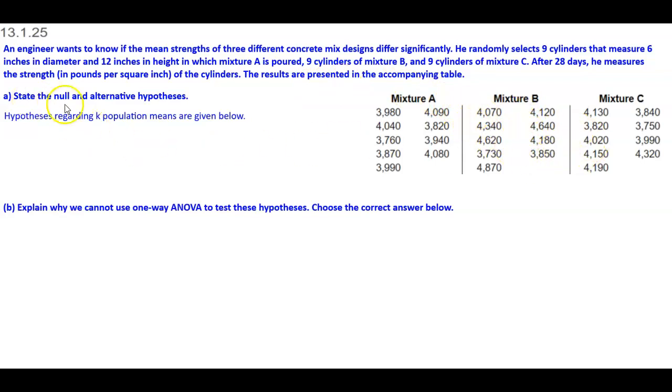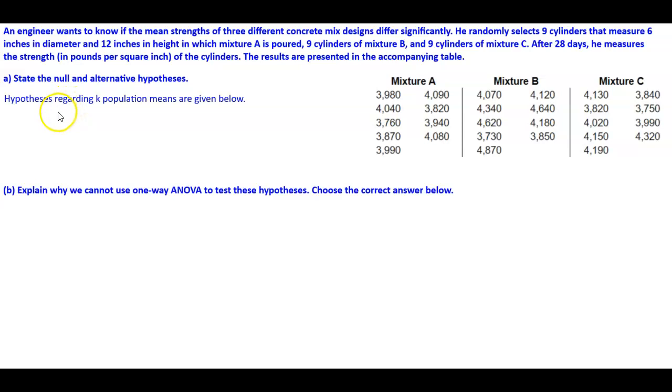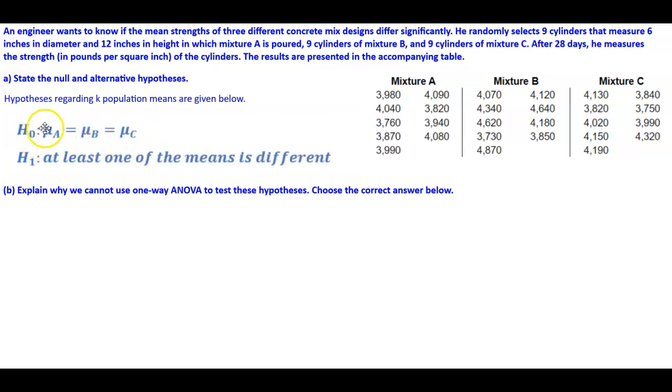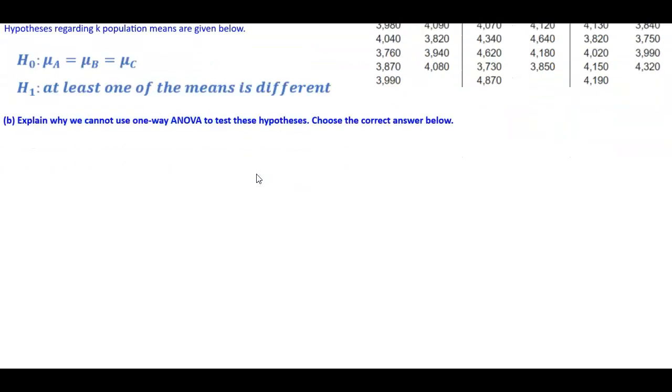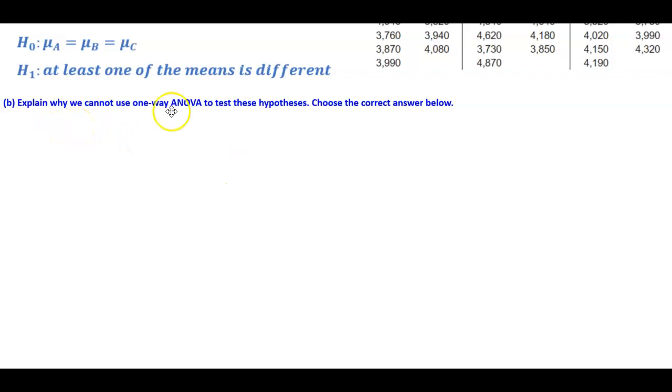Now, we want to state the null and the alternative hypothesis. The hypothesis regarding K population means are given below. So, we have the null, which is the mean of mixture A, which is equal to the mean of mixture B, which is equal to the mean of mixture C. The alternative is that at least one of the means is different. Okay, now we want to be able to explain why we cannot use one-way ANOVA to test these hypotheses.